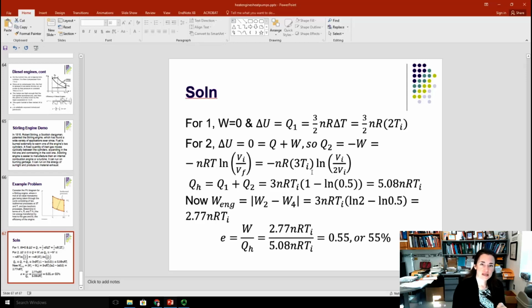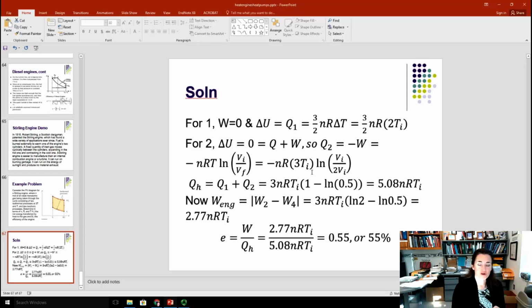Now the total heat energy taken into the system would be taken in steps 1 and 2, where you have that upward isovolumetric process followed by that isothermal process at 3 Ti. Summing those two things, you get 3 nRTi times 1 minus the natural log of 1/2. And that gives you 5.08 nRTi. Okay, so that's the heat. So that solves the question for part A, what heat energy enters the system.